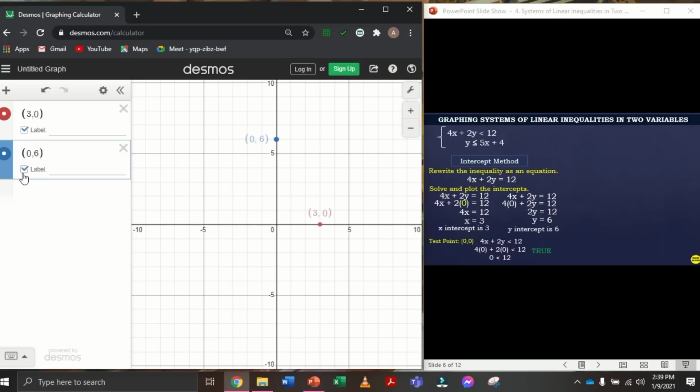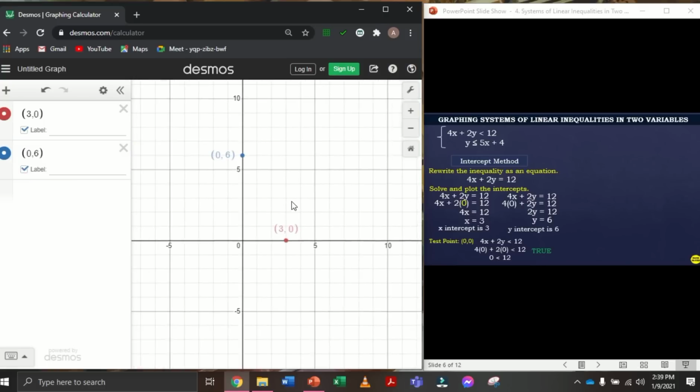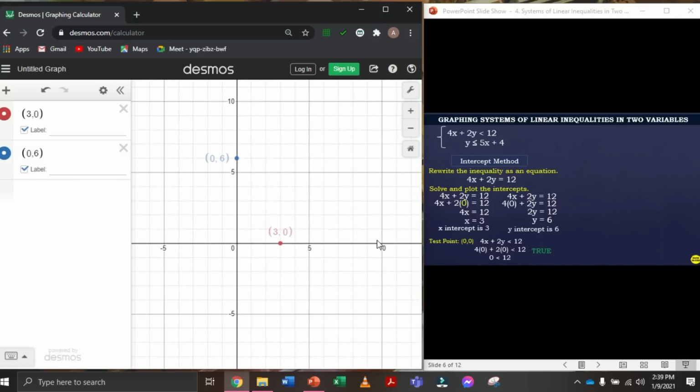Okay. Now, para makonect mo to, i-graph mo siya using the equation. So, 4x plus 2y equals 12. Since yung intercepts mo ay sinolve mo using this. So, ito ang ilalagay mo para ma-connect mo siya. Now, eto na po siya. So, this will serve as our boundary line.